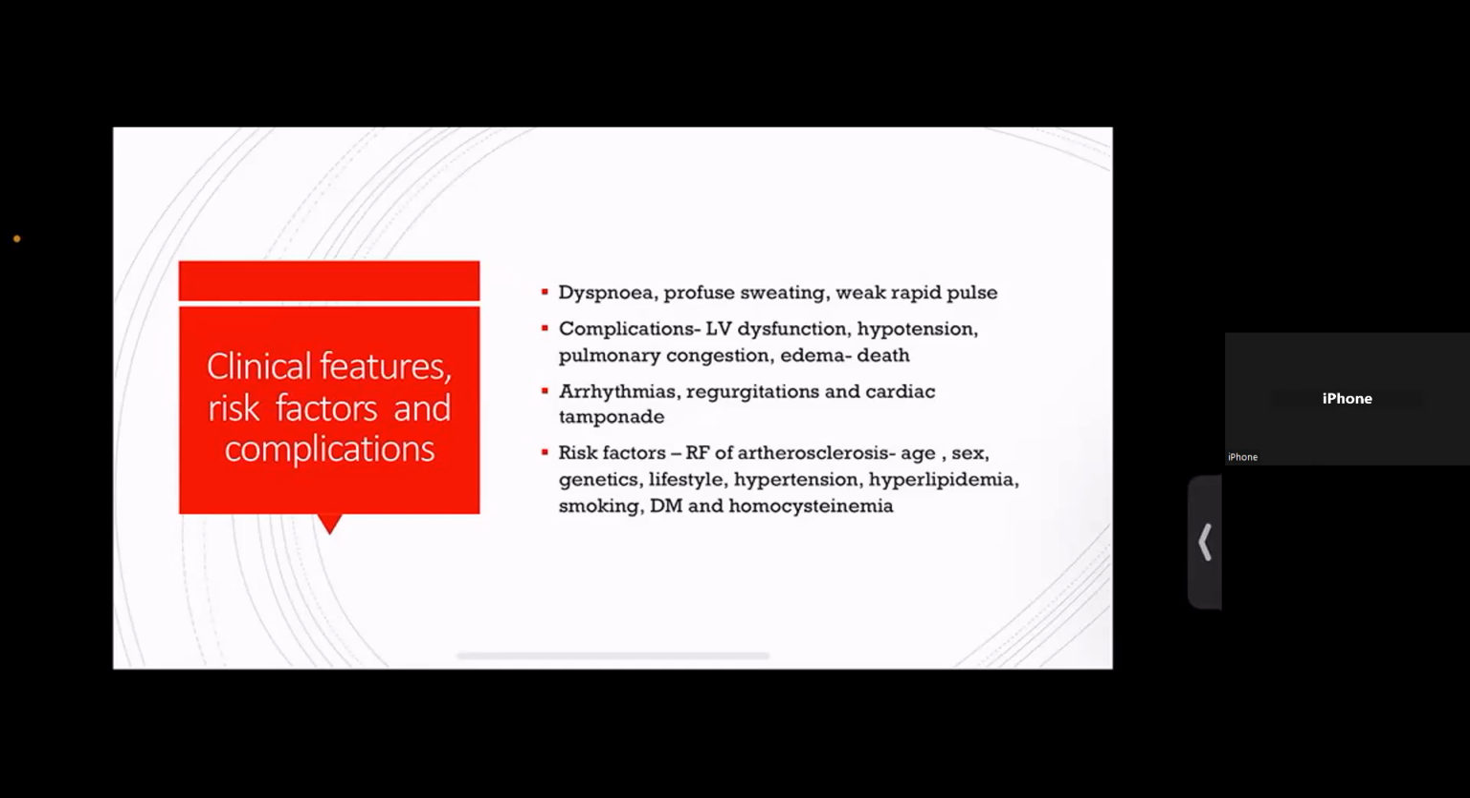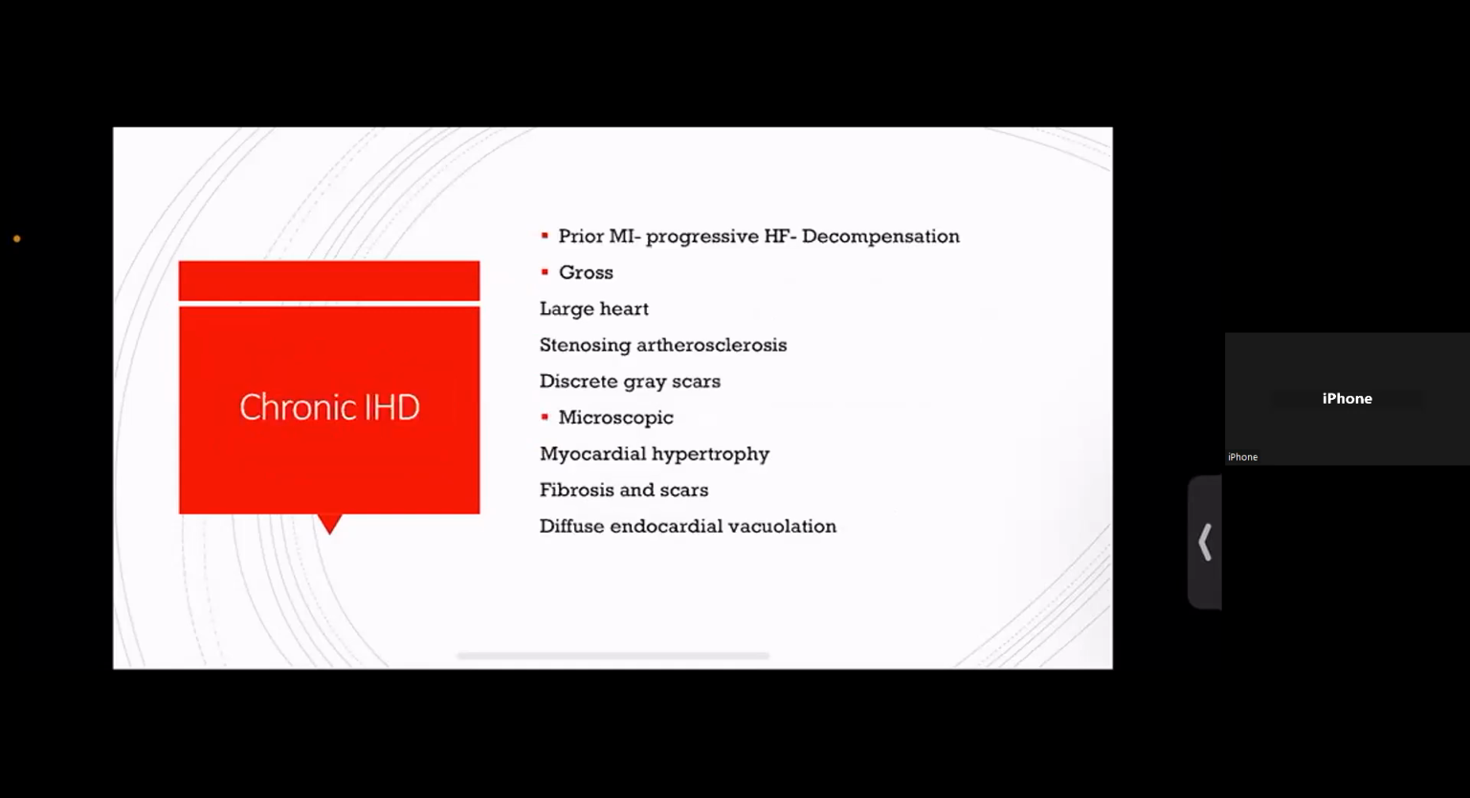Remember, this question, at a time they'll bring this question in pathology, they'll ask you about risk factors of ischemic heart disease. And the risk factors of ischemic heart disease are the risk factors of atherosclerosis. Then sometimes we get chronic ischemic heart disease for those patients who get recurrent MIs. So these patients who had a prior MI, this progressive heart failure with the decompensation, we get chronic ischemic heart disease. Grossly, this patient will be having a large heart because of hypertrophy. Okay. Then they'll be having stenosing atherosclerosis again, discrete scars, and this, of course, you see in postmortem.